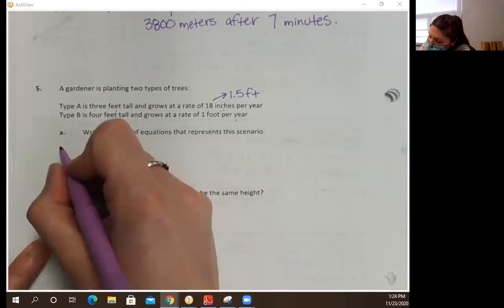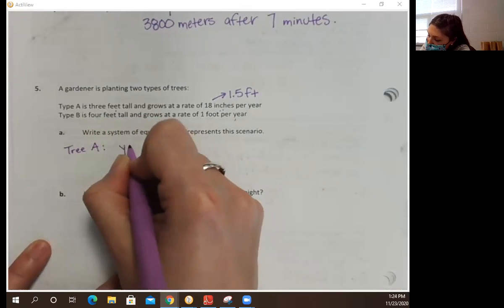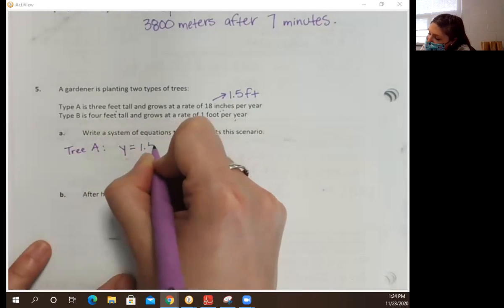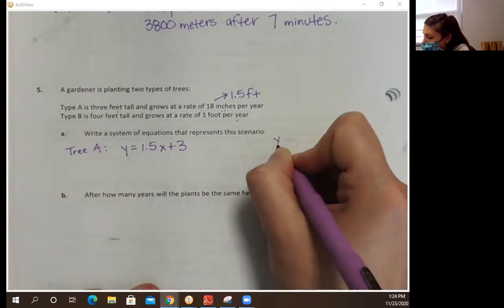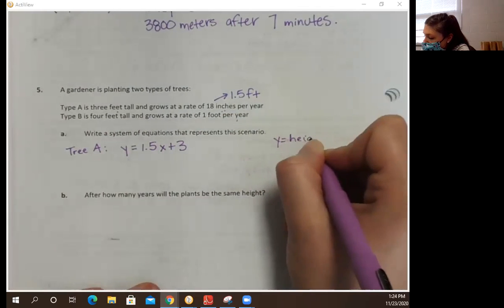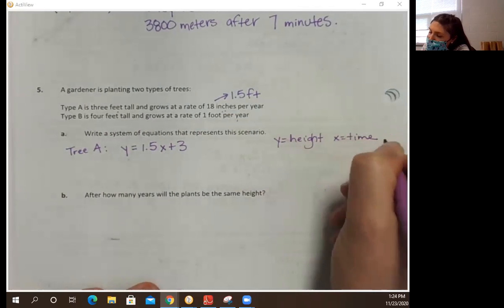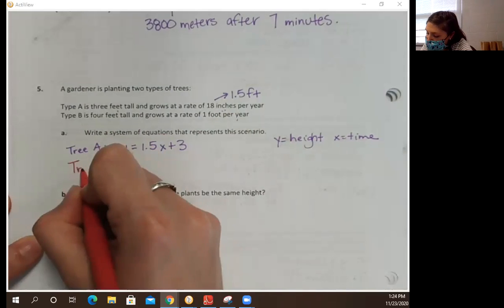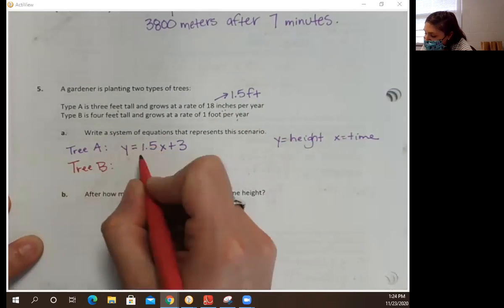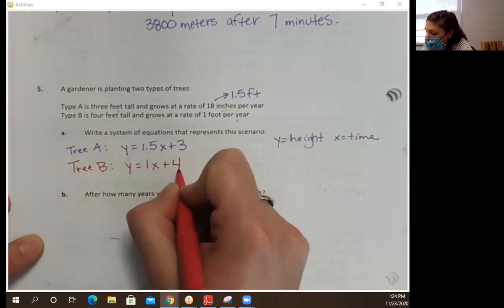So for my system, for tree A, I would have y equals 1.5x plus 3. Y is representing the height of my tree, and x is representing my time that the tree has been growing. And then for tree B, I would have y equals 1x plus 4.